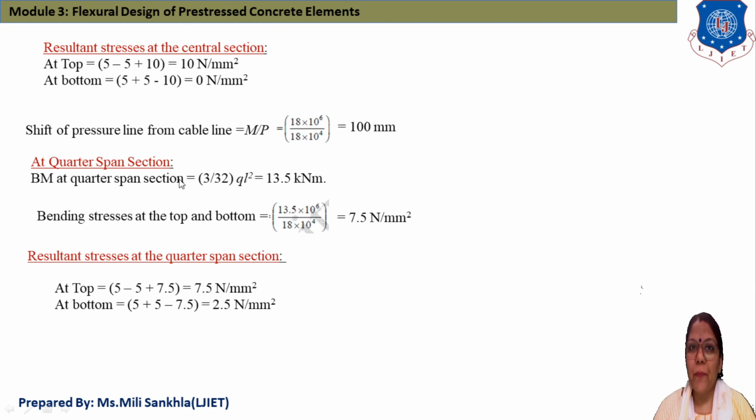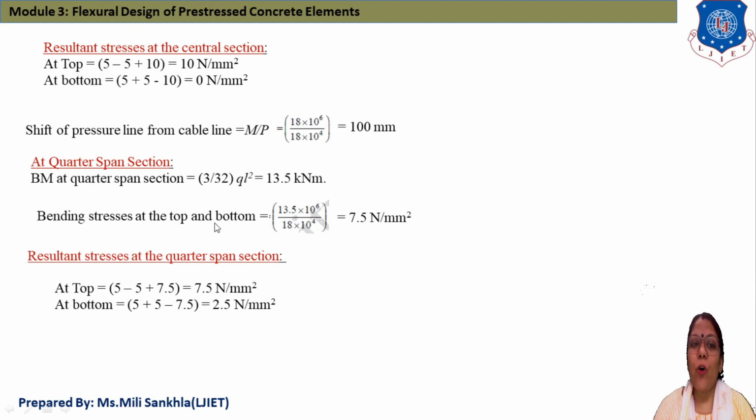At quarter span, bending moment at quarter span is equal to 3 WL square by 32. Answer is equal to 13.5 kilonewton meter. Here we can write Q also or W also. 3 WL square by 32, that is the equation of quarter span. Answer is equal to 13.5 kilonewton meter.